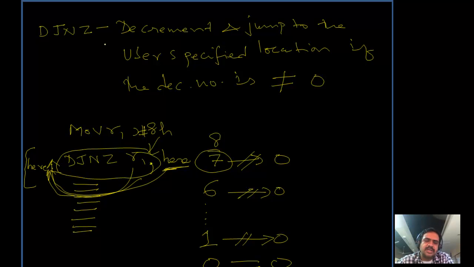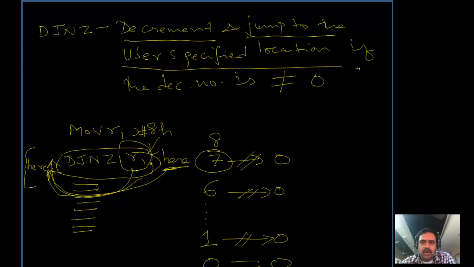So DJNZ is nothing but it will take a quantity or data, say R1. In this case, the rule that the accumulator should be one of the operands does not apply. It could be a register or it could even be the accumulator. So it decrements the value and then it will jump to the user specified location only if the decremented value is not equal to 0. If it is equal to 0, instead of jumping to the user specified location, it will come to the next.